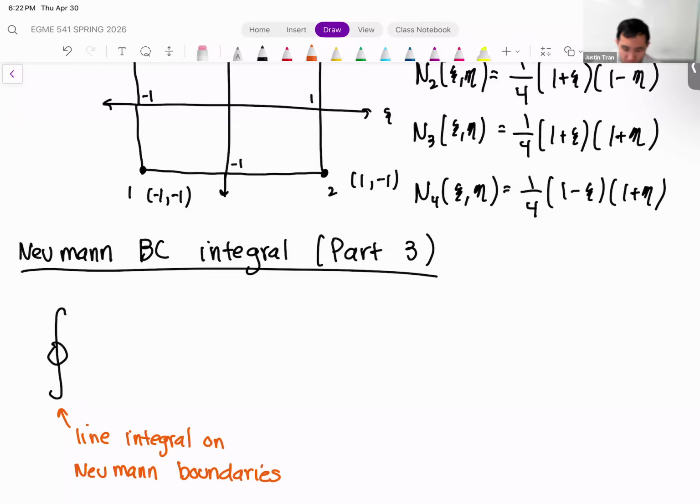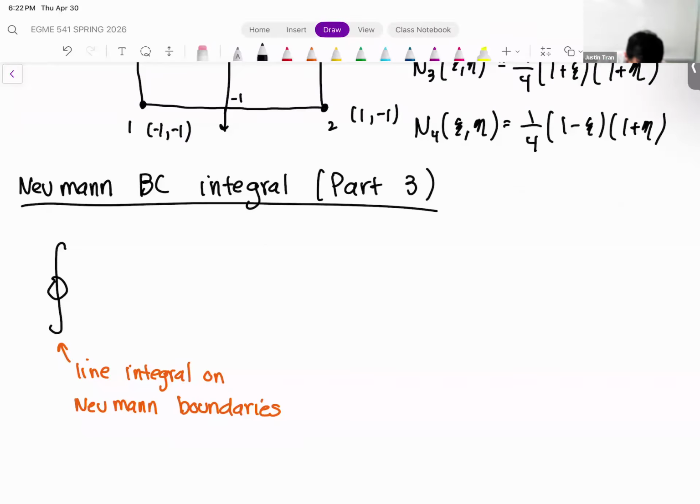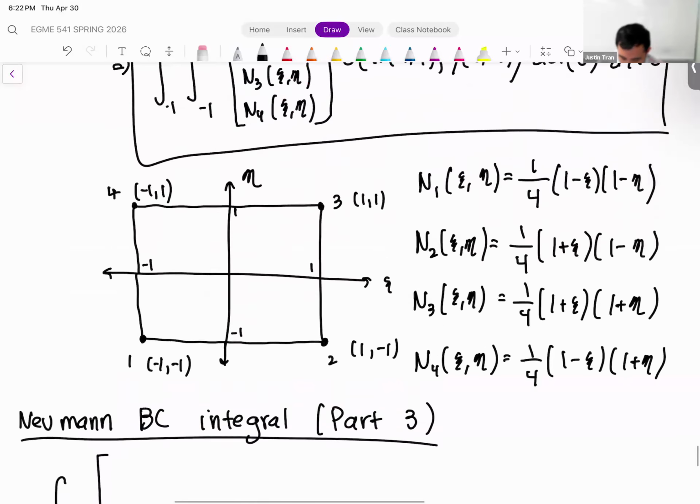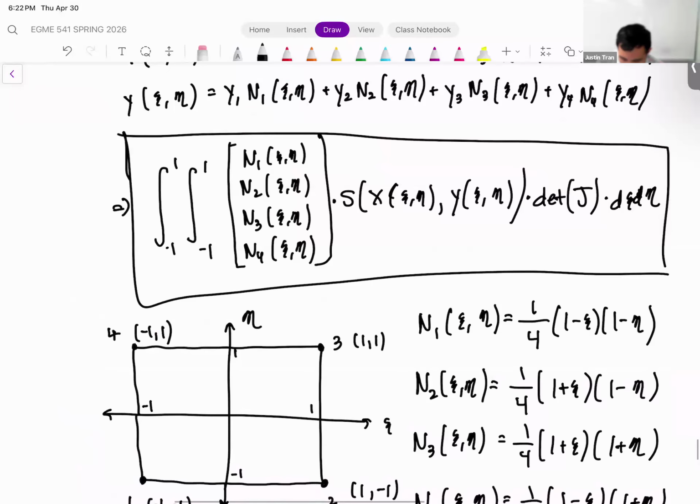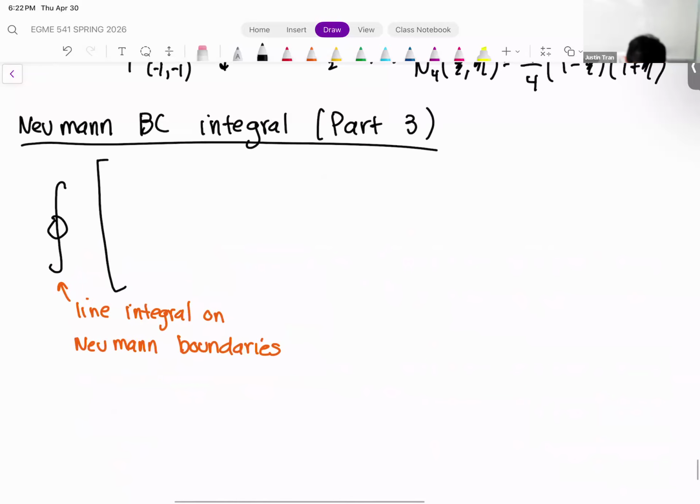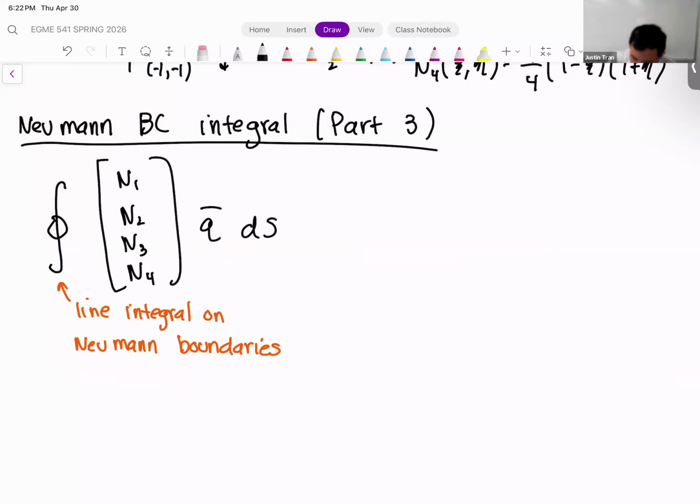And that's actually the hard part, determining where the Neumann boundaries are. But mathematically, it's quite simple. We're basically just taking the same vector that we use for the thermal generation terms, N1, N2, N3, N4, multiplied by Q bar ds, where Q bar is our Neumann value.